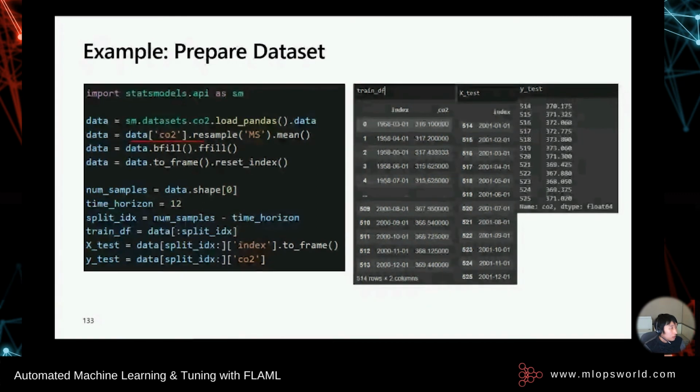So this is their sample. This line makes sure there are no missing values. Then we set the forecast horizon as 12 months. The training data frame has two columns. X-test is a data frame with days for prediction. Y-test is the true labels corresponding to the days for prediction.